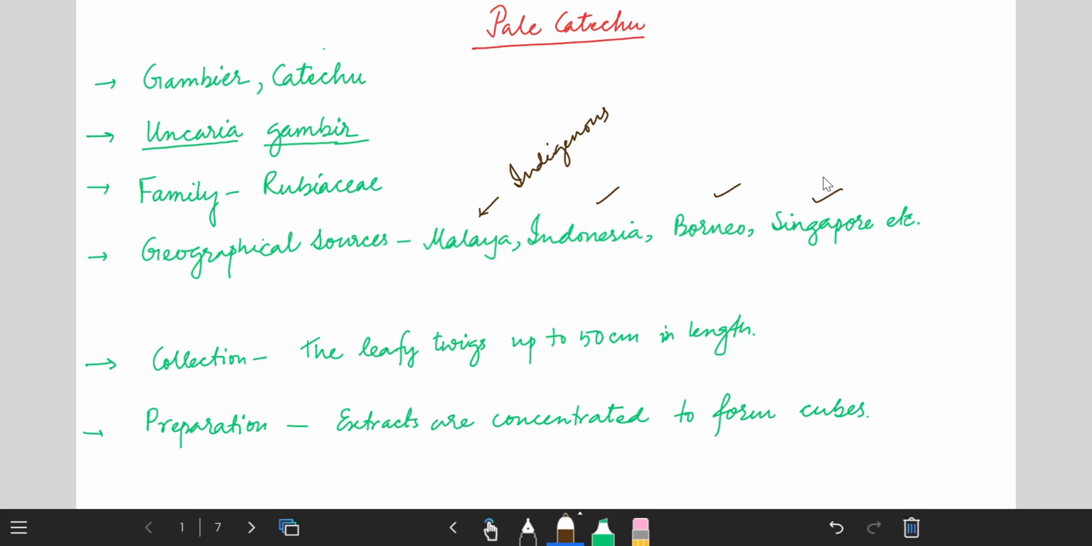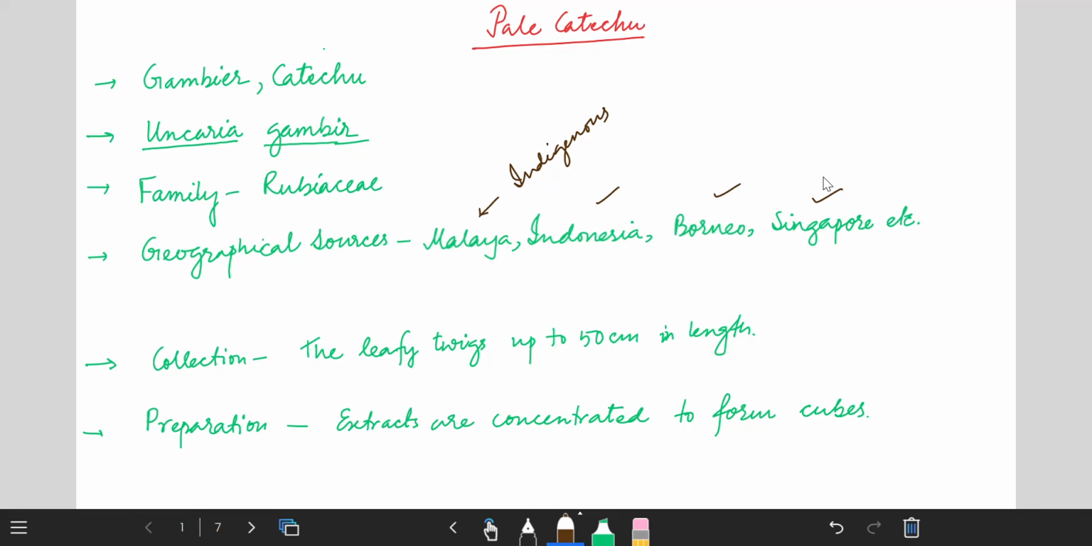Now, how is it collected and prepared? So, it actually grows as a climbing shrub. From the seeds they are propagated. The leafy twigs up to 50 centimeter in length are cut at an interval of 4 to 6 months from the 2 to 10 years old plant.